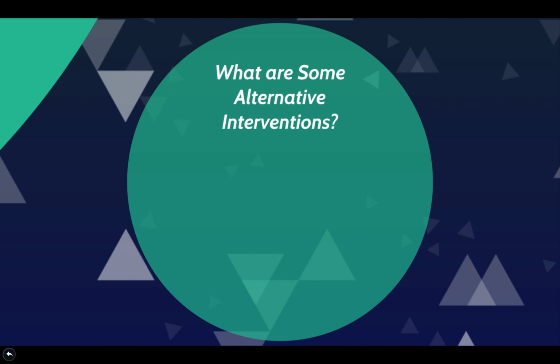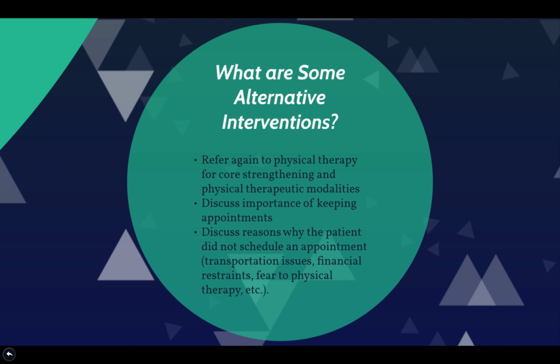And then what are some alternate interventions? Does this patient really need to be on gabapentin? Well, once again, we can refer him to physical therapy so that we can increase his core strength and also help the pain in his legs and in his back. We can discuss the importance of him keeping and maintaining his appointments. That way, if he does get better, we can adjust his medical treatment.